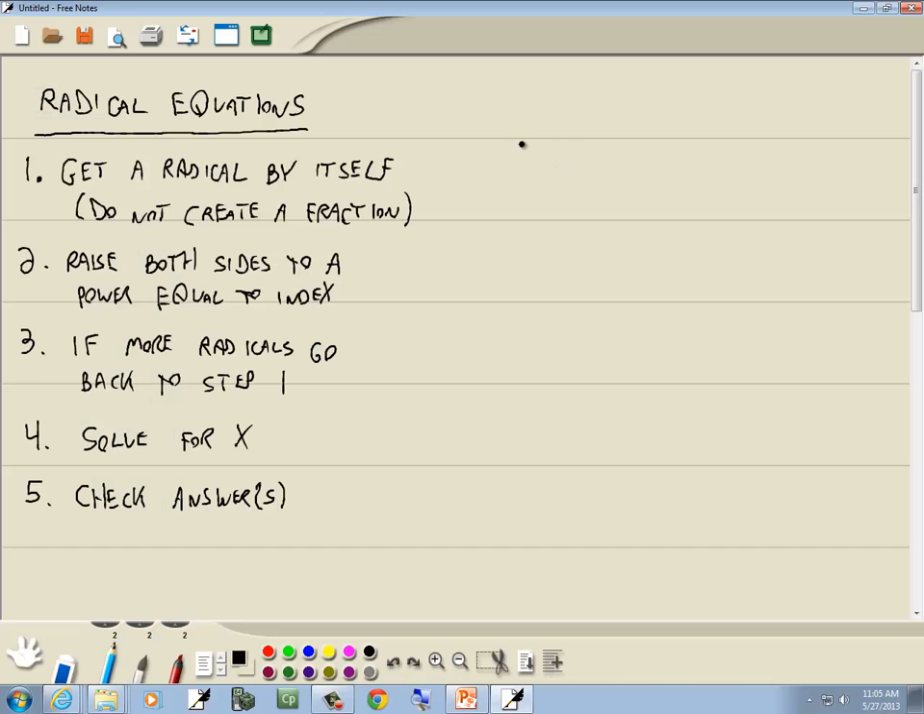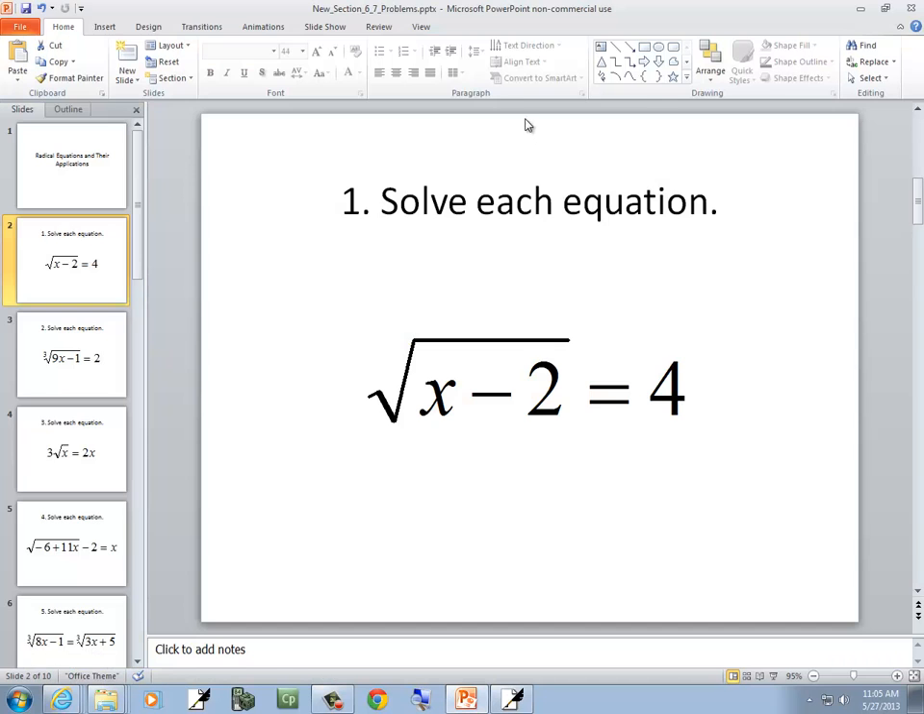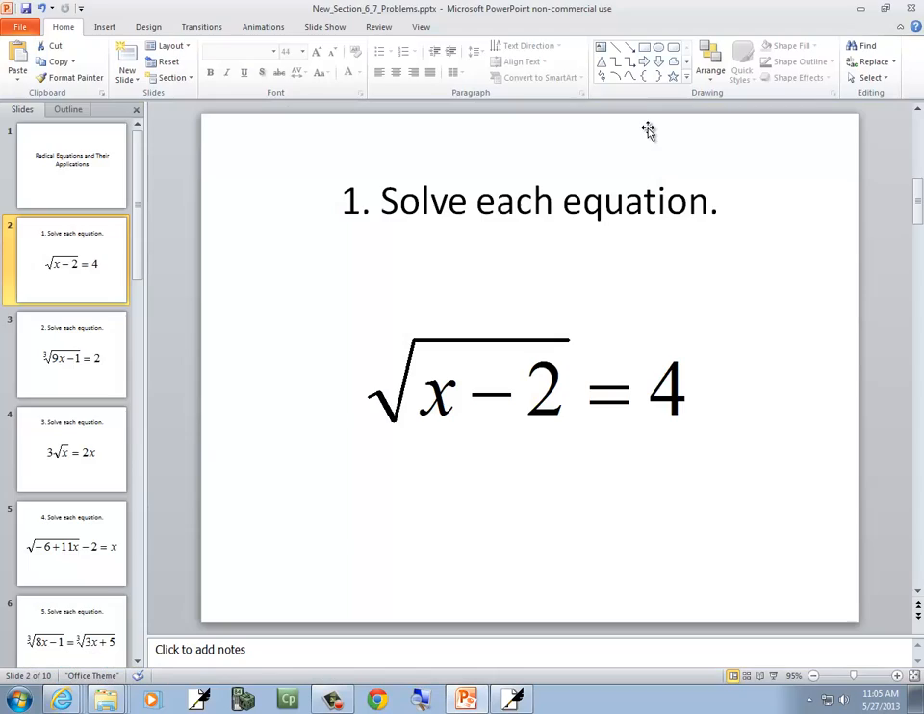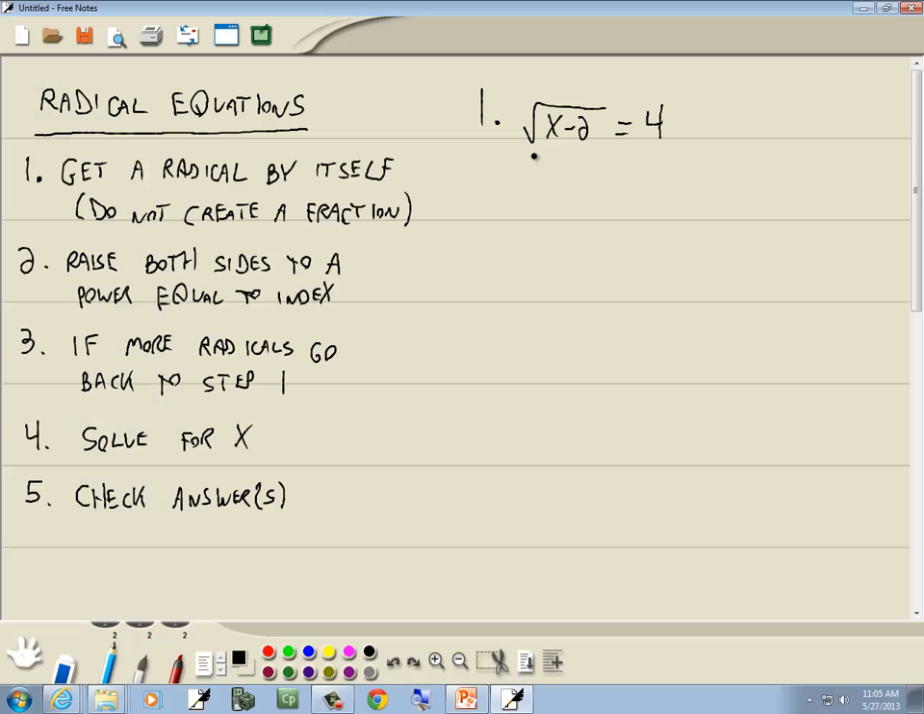Let's take a look at our first problem. Square root of x minus 2 is equal to 4. Now step 1 is to get a radical by itself. Well, we got the square root here. It's by itself. There's no numbers in front of it, no numbers after it. Step 2, raise both sides to a power equal to the index. Remember, the index is the number that's in this little slot right here, and if there isn't one, as in this case, then it's by default 2. So we're going to square both sides.